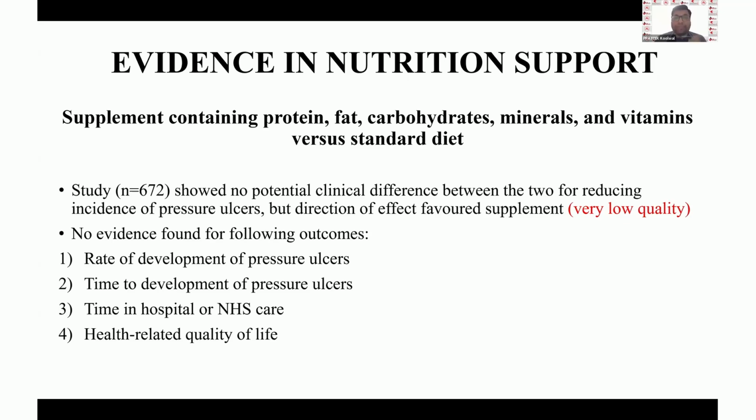So, evidence in nutritional support. Supplement containing protein, fats, carbohydrates, minerals and vitamins versus standard diet. That is, you give protein powder, or you give a standard diet. The study shows no potential clinical difference between the two for reducing the incidence of pressure ulcer. The direction of effect favored a supplement. That is, you have to supplement overall to your patient.